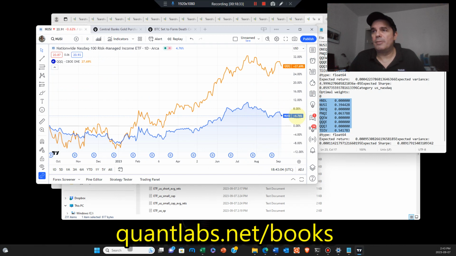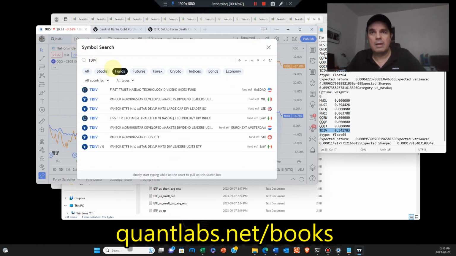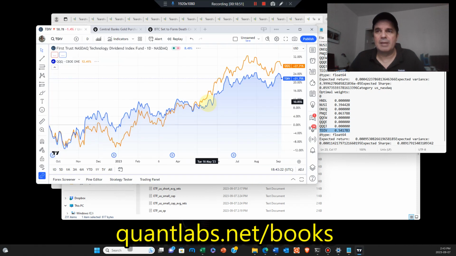QQQ is outperforming. So that one's not the best. That's why I don't like these kind of ETFs, but you can visually see which one's doing fairly well. So here's TDIV, First Trust NASDAQ Technology Dividend. This might not be a great one either. This one's not so bad, but the QQQ is still outperforming.